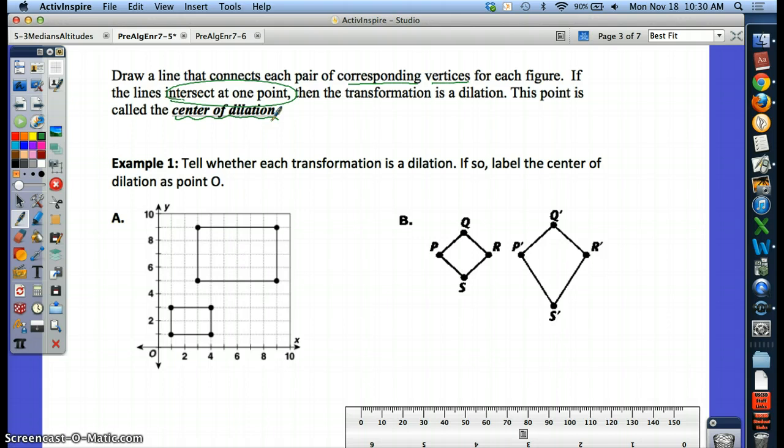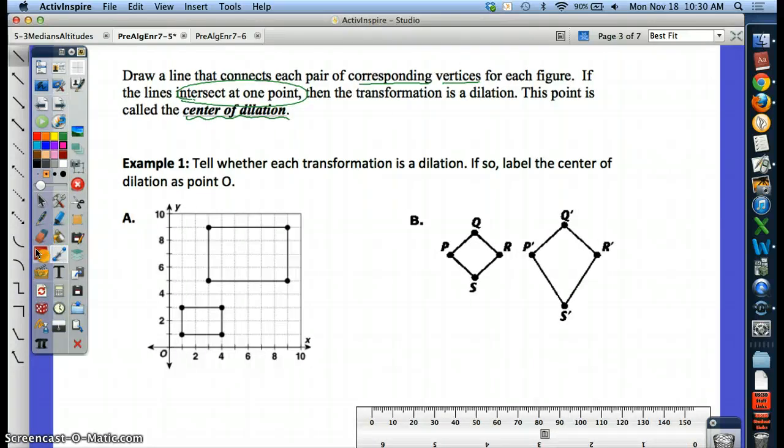So let's try this. Let's look down at A. Tell whether each transformation is a dilation. If so, label the center as point O. Let's first draw lines that connect each pair of corresponding vertices. So this is the top left corner of this rectangle. I'm going to connect that to the top left corner of this rectangle, and I'm going to continue this line on. So make sure that it ends up that these two are connected, and then I'm just continuing it on. Doesn't matter how far, but extend it out there a little ways.